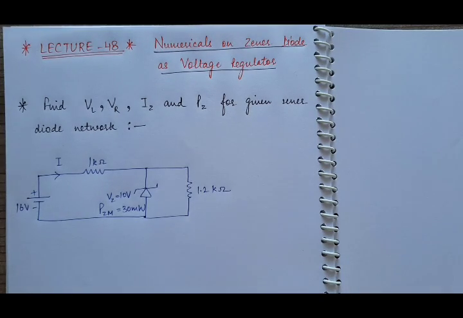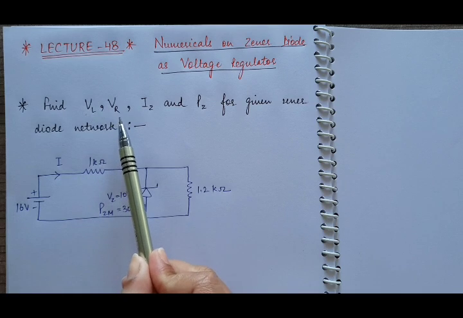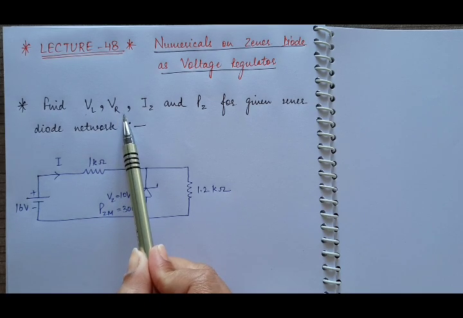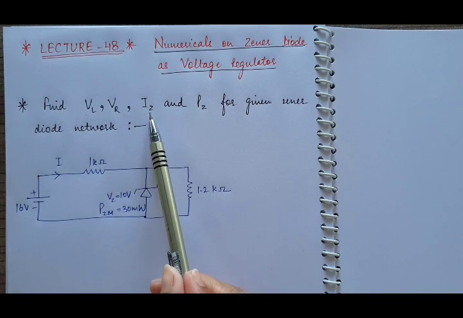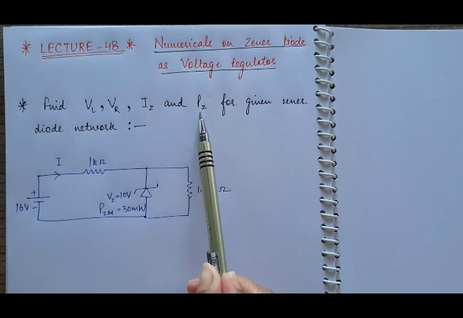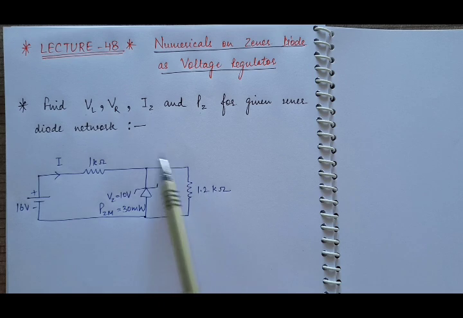Good afternoon, students. In this lecture 48, we will discuss the numericals on Zener diode as a voltage regulator. So, first numerical is: find load voltage, voltage across series resistor, that is VR, current through Zener diode, that is IZ, and power dissipation across Zener diode, that is PZ, for a given Zener diode network.